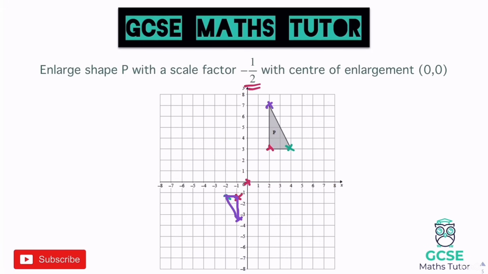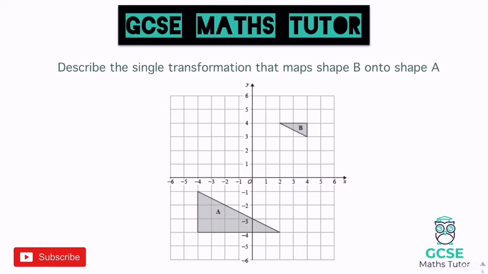Okay, so we're going to have a look at another one here. It says describe the single transformation that maps shape B onto shape A. This is quite nice. Hopefully you can tell that it's an enlargement, because obviously one's got bigger and smaller, and we're going from B to A. Now what you can do is get your ruler, and I'm going to have to try and do this quite carefully, but you join up the similar points. The similar points are here and here. Obviously it's been rotated 180 degrees.